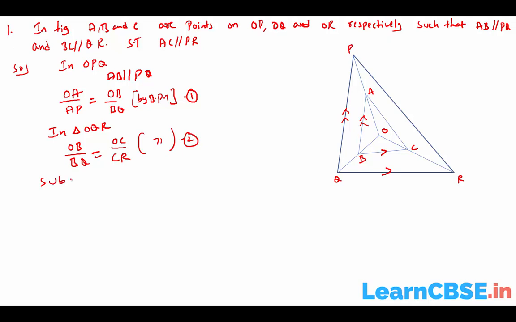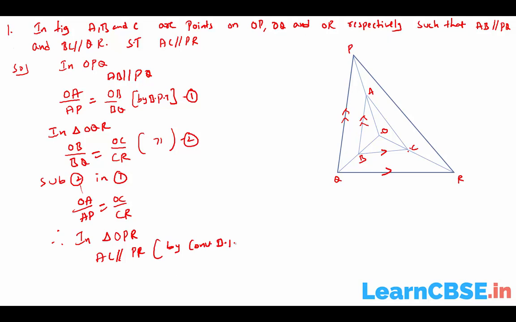Now substitute equation 2 in 1. We get OA by AP equals, in the place of OB by BQ, I'm writing OC by CR. If you observe, OA by AP equals OC by CR. Therefore, in triangle OPR, AC is parallel to PR by converse BPT. So these two are parallel, as we had to prove.